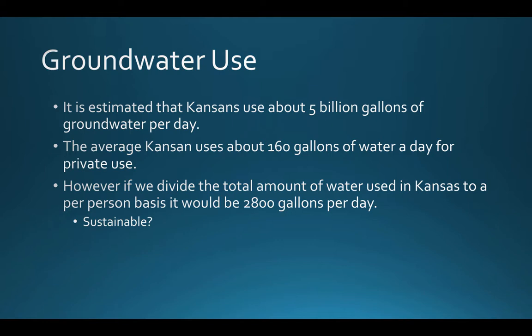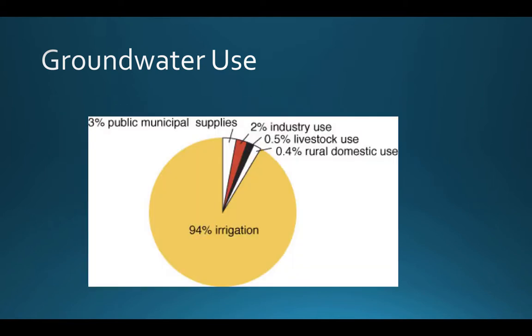My question then is, is it sustainable? I think it's an easy answer from me that no, that is not sustainable for the future of Kansans. So what are we using this groundwater for? Well, obviously the biggest portion of it, 94% of the groundwater that's used in Kansas, is used for irrigation. Then the next biggest use is municipal water supplies, and that's probably about what you would expect based off of what we just talked about with our usage numbers, 160 versus 2,800. So those numbers are right in there.